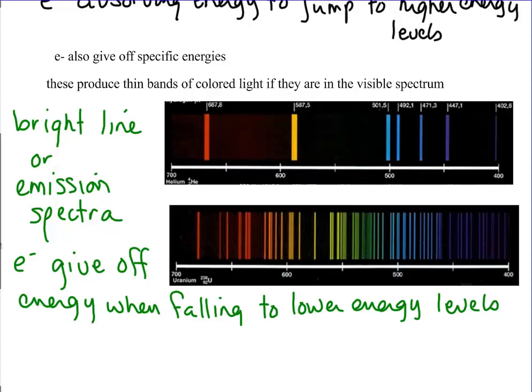It's a lot more colorful. I would like you to think about and come up with the reason that you think uranium has so many more lines in its bright line spectrum compared to helium.